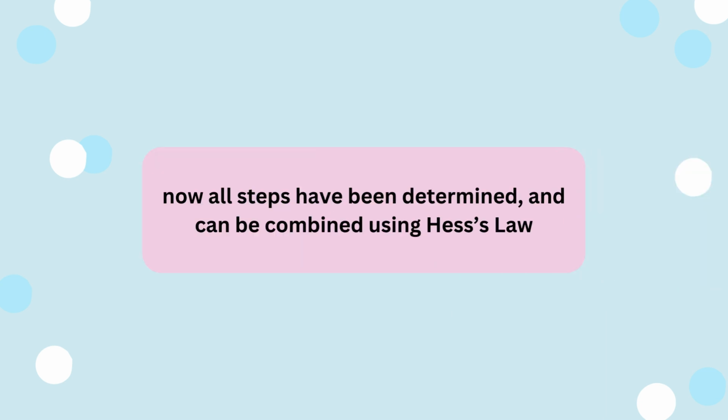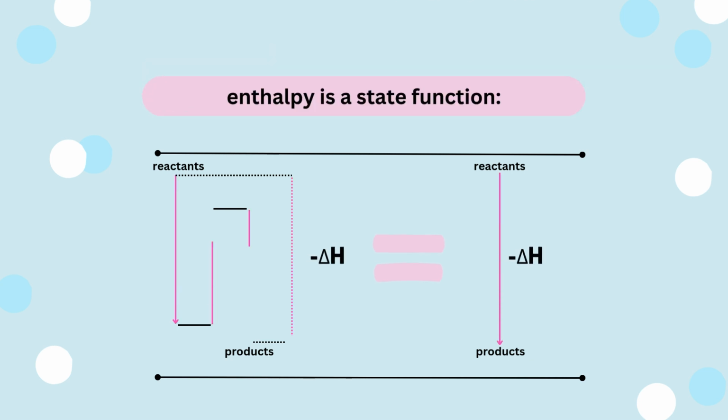After all reactions are completed, we can use Hess's law to combine all changes in enthalpy to determine the enthalpy of formation. Looking at the state function for the direct reaction versus the steps of our reaction added together, we can see that the products and reactants are at the same level and that the total change in enthalpy is equivalent.